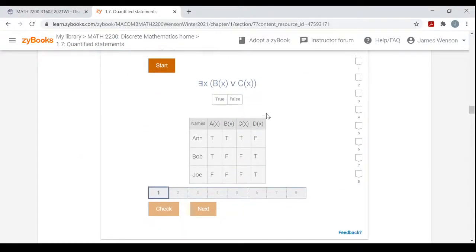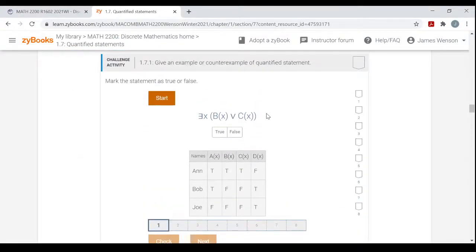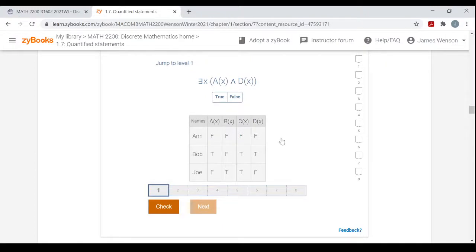Alright. And then just like now again we're doing challenge activity here. There are 8 of these. All right, I'll just do the first few of them maybe. So I start, and all you're asked to do is determine if it's true or false. Now again, don't guess, because every time you get it wrong, it's just going to make you do another one. All right.